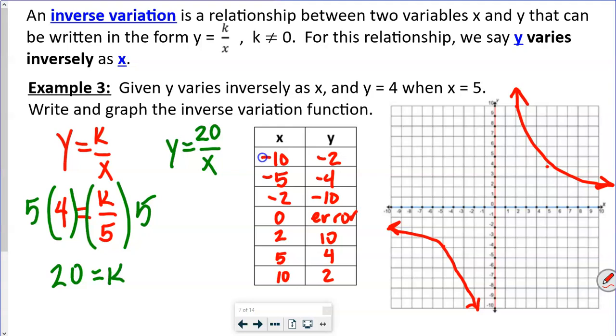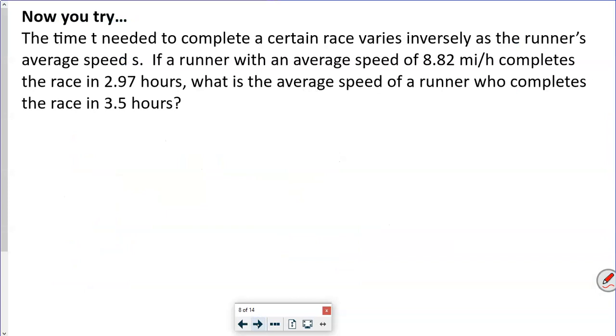And if you notice what's happening with these points, right? They're inverses of each other. They actually reflect over the origin. Y'all see that? Okay. So we're going to do a couple of these together.